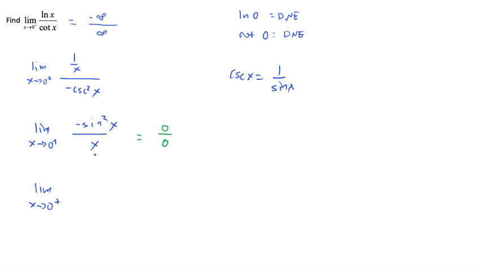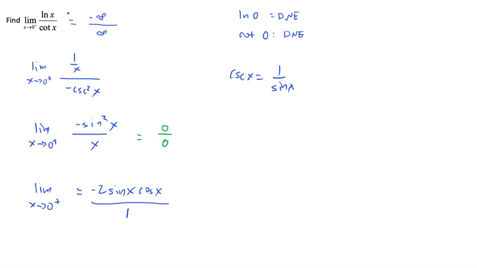Now, what is the derivative of sine squared? In this case, we're going to use the power rule. We'll bring down the 2 to get negative 2 sine; 2 minus 1 is just 1. But we have to combine that with the chain rule. The derivative of sine is cosine. So we get negative 2 sine x cosine of x. And then the derivative of x is 1.